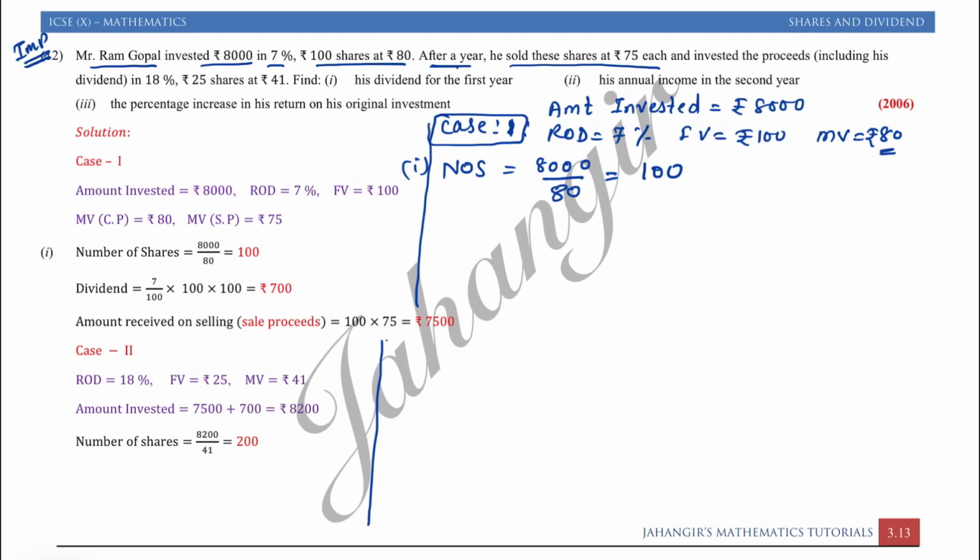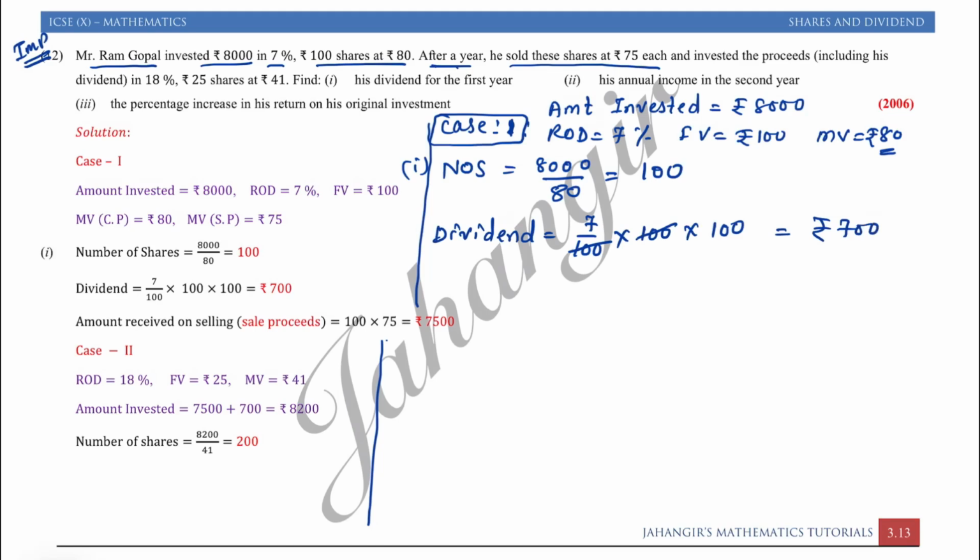Now we will find the dividend for the first year. That is, in the first year he holds case 1 shares. So dividend is equal to rate of dividend 7% upon 100, into face value 100, into number of shares 100. So in the first year he got rupees 700 as an income.